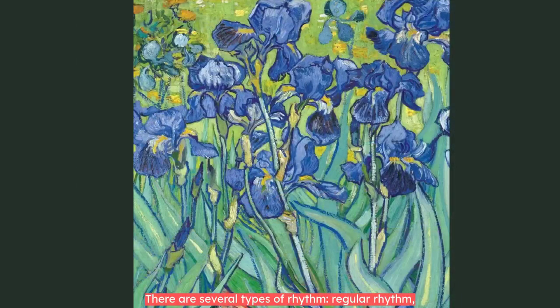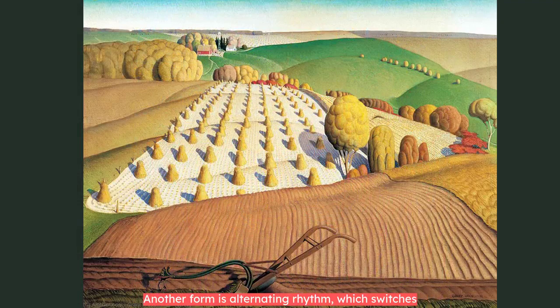There are several types of rhythm. Regular rhythm, where elements repeat predictably, like a heartbeat. Might we learn to see the rhythm in the world the way Van Gogh did? Another form is alternating rhythm, which switches between 2 patterns, as seen in Grant Wood's Fall Plowing, 1931.